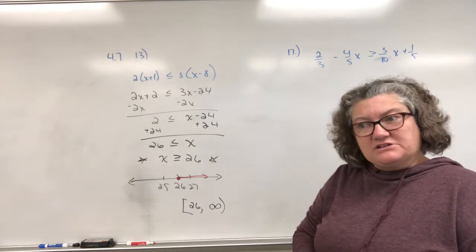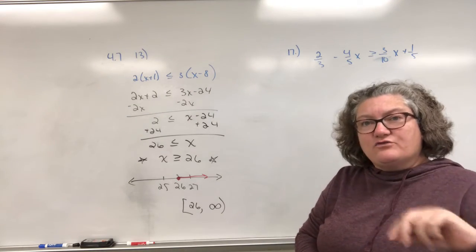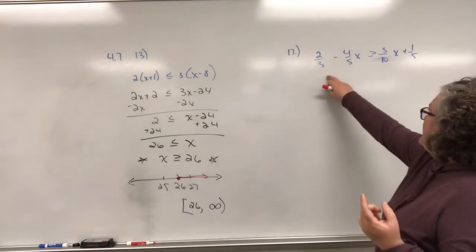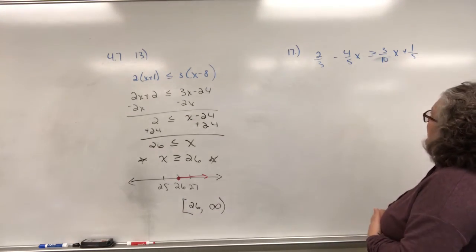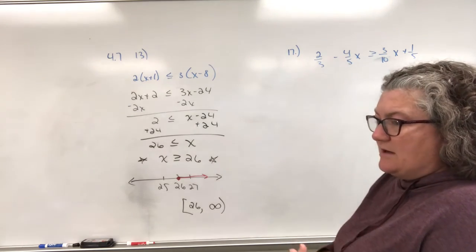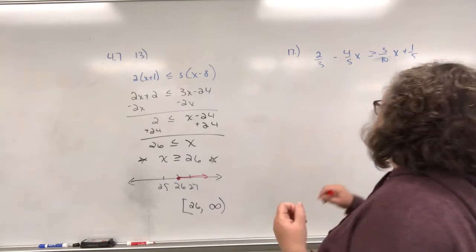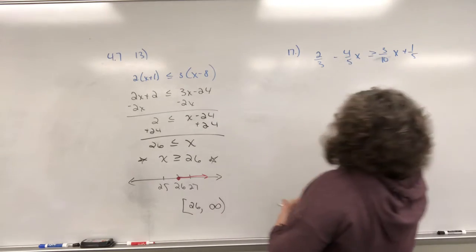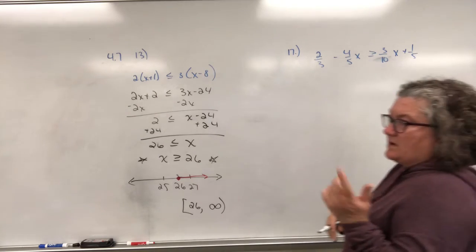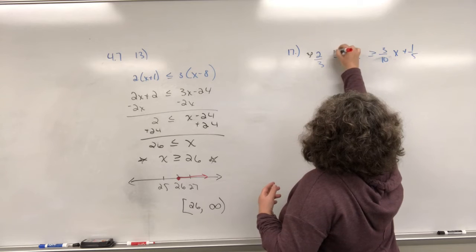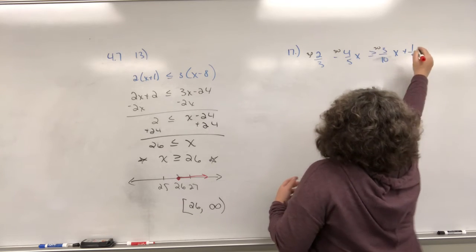How do we get rid of the fractions? We multiply every term by the LCD. Well, what is the LCD of 3, 5, 10, and 5? Remember I said it has to be at least a common denominator. So 3, 5, 10, and 5. 15 doesn't work, but you know what does work? 30 works. So I'm going to multiply every term by 30.